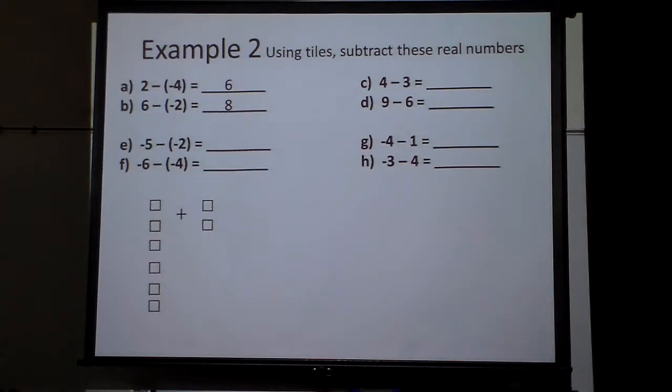Okay? I always like to say I did not go to the store. That minus and negative is the same thing as making a plus. 2 plus 4, 6 minus negative 2 makes 6 plus 2. All right? Let's look at C.